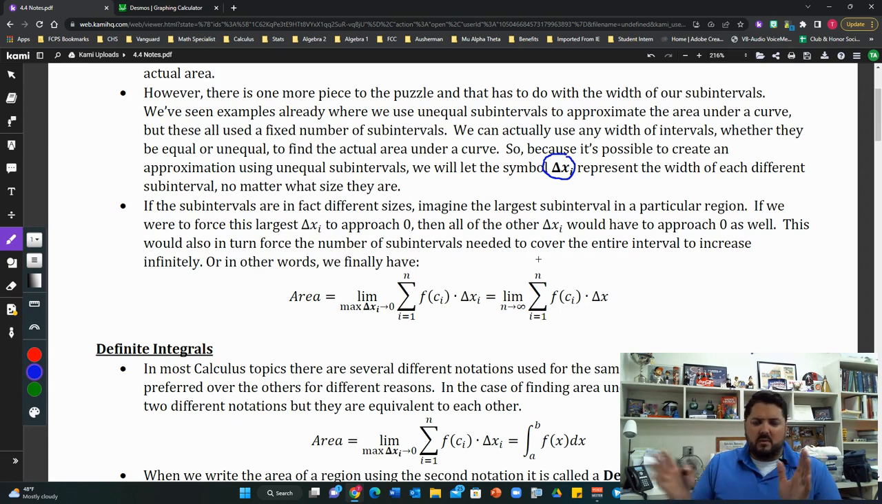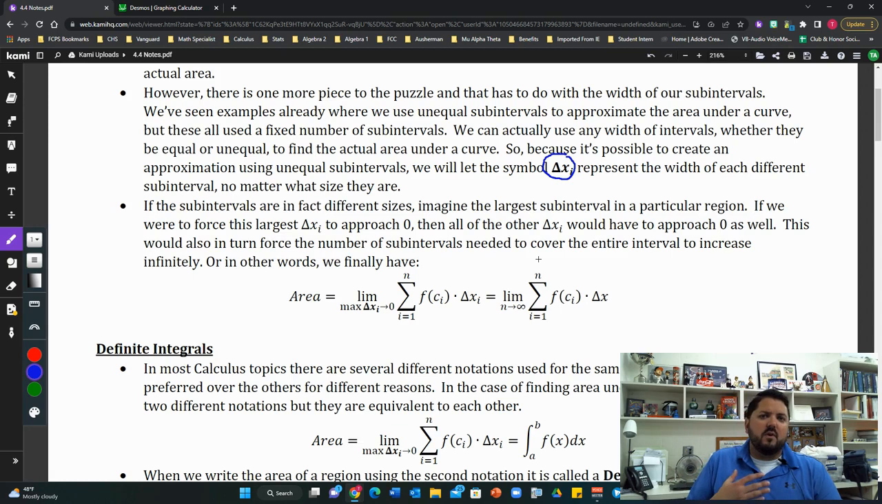So in a roundabout way, just so that we can cover all of our bases and account for any possible scenario, whether it's equal intervals or unequal, by taking the maximum possible value for delta x sub i and forcing it to go to 0, that forces all of the widths to go to 0. And if all of the widths go to 0, then that in turn will force our n value to head towards infinity. So the only way that I can cover the region with rectangles whose widths are approaching 0 is if I have an infinite number of those rectangles to account for all that space.